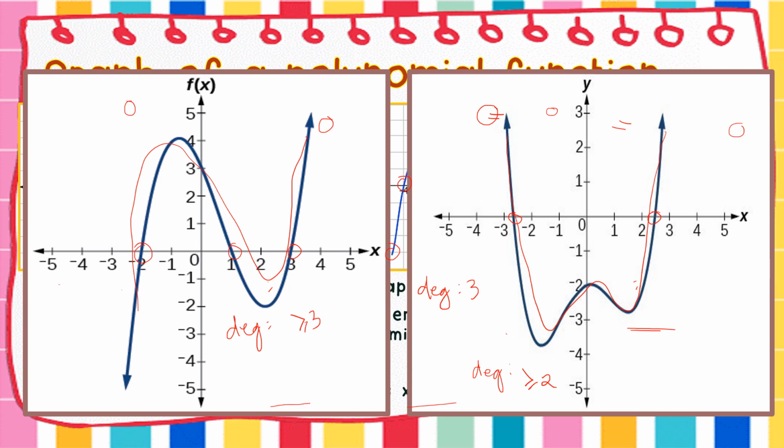So, ganun siya titingnan. Makikita niyo dyan sa inyo mga excerpt kung ano, or may mga practice exercises kayo dyan. I-check niyo kung ano ang degree or number of turning points. May mga example dyan sa inyong module.